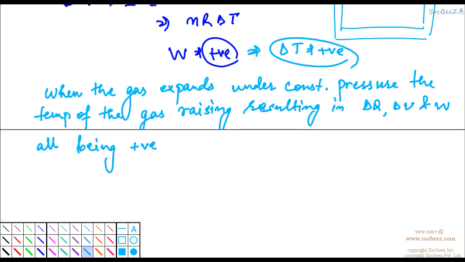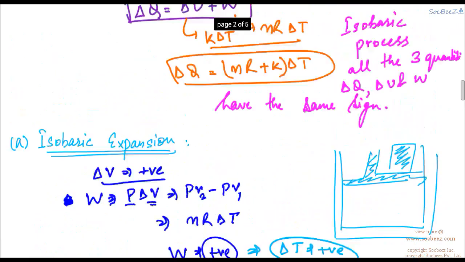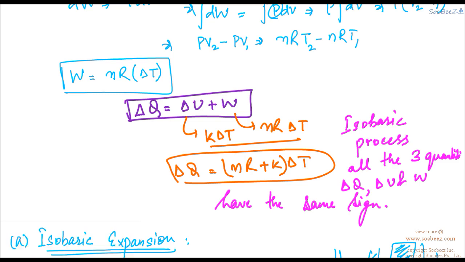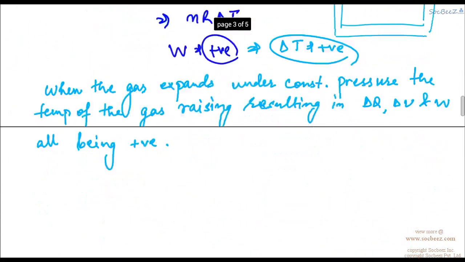That we saw just before we were discussing this, because the work done was nothing but nR delta T, and delta U is directly proportional to the change in temperature, where K is a constant positive value. So we can say that delta Q would also be proportional to delta T, which says that if delta T is positive, all the three terms are positive. If delta T is negative, all the three terms are negative.